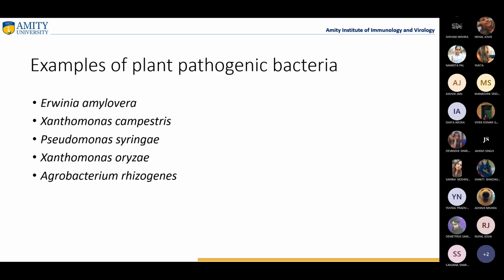Examples of plant pathogenic bacteria are Erwinia amylovora, Xanthomonas campestris, Pseudomonas syringae, Xanthomonas oryzae, or Agrobacterium rhizogenes. These are just a few examples which cause diseases in plants. There are a number of bacteria which cause a lot of diseases in plants.